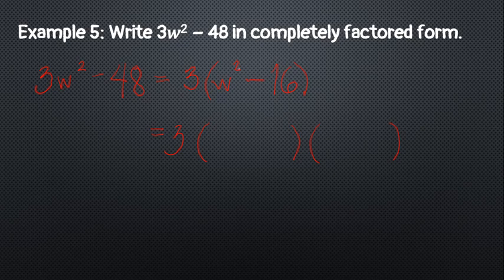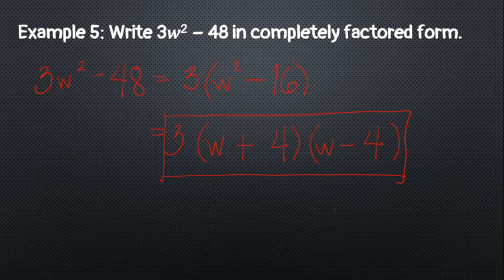So divide the exponent 2 by 2. So we have w and w. And then the square root of 16, or the number that when you multiply by itself is 16. The answer is 4. So let's write 4 and then 4. And then the plus and minus sign. So that's it. The answer for 3w squared minus 48 is 3 times the quantity of w plus 4 times the quantity of w minus 4.